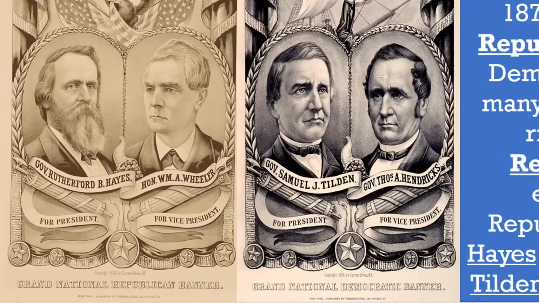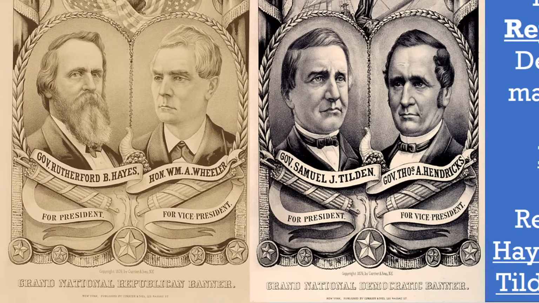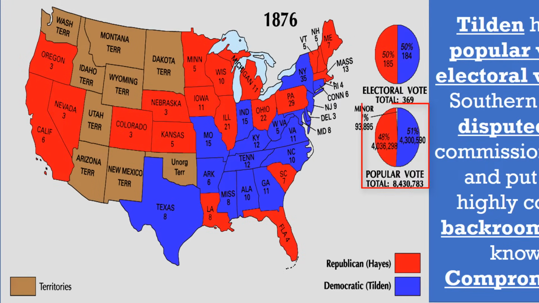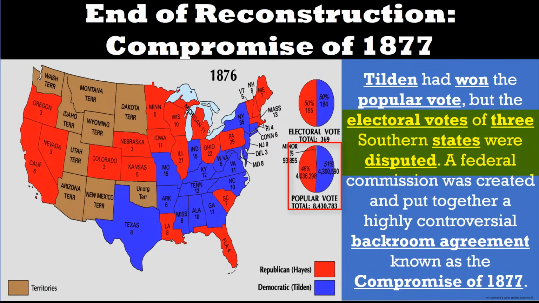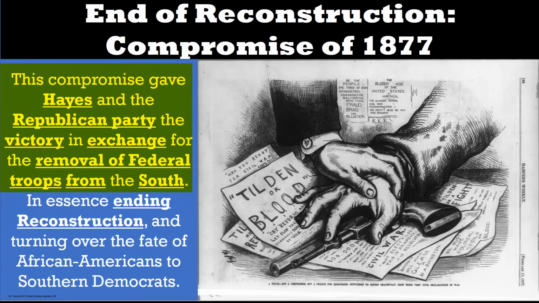The election between Rutherford B. Hayes and Democrat Samuel Tilden was incredibly close. Tilden had won the popular vote, but the electoral votes of 3 southern states were disputed. A federal commission was created to put together a highly controversial backroom agreement known as the Compromise of 1877. The compromise gave Hayes and the Republican Party the victory in exchange for the removal of federal troops from the South, in essence, ending Reconstruction and turning over the fate of African Americans to Southern Democrats.